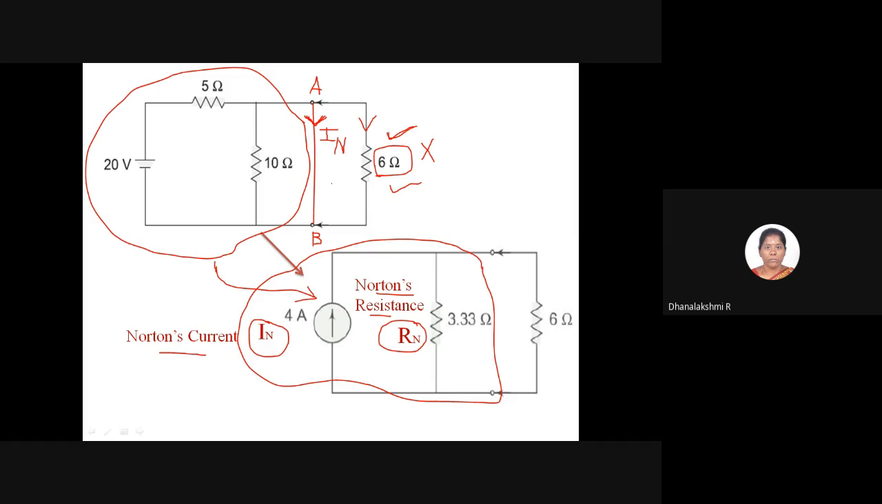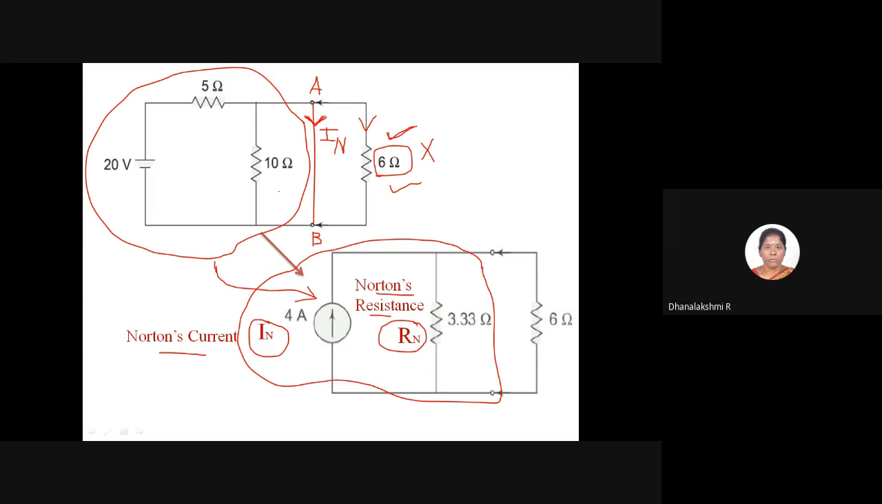Now let us keep the terminal open. So just remove that 6 ohm resistor, that is the load resistor, then keep the terminal open. And after keeping the terminal open, now look back at the circuit and see the remaining portion of the circuit. Wherever you have voltage sources and current sources, all those sources have to be removed. And we have to keep this in mind.